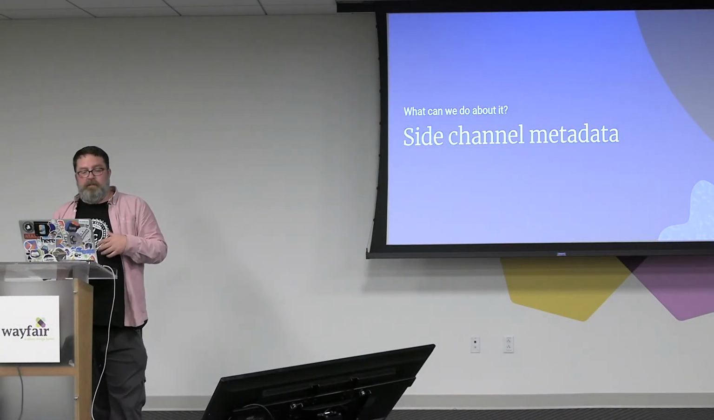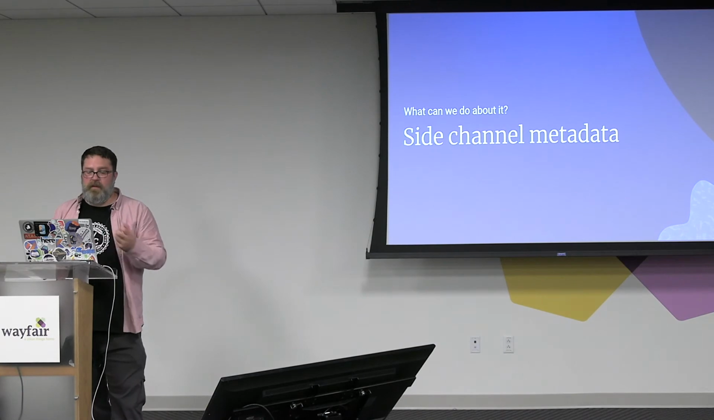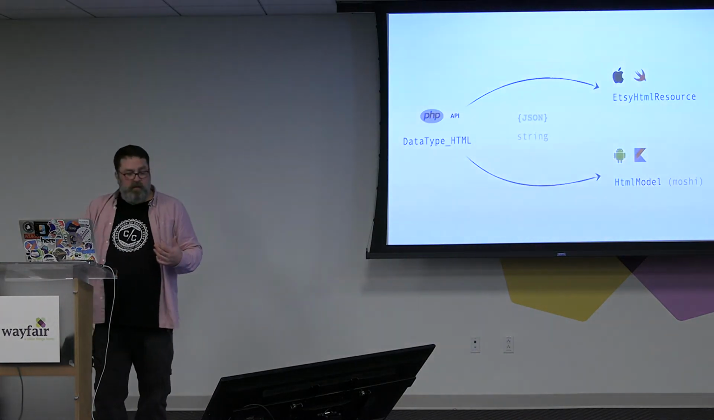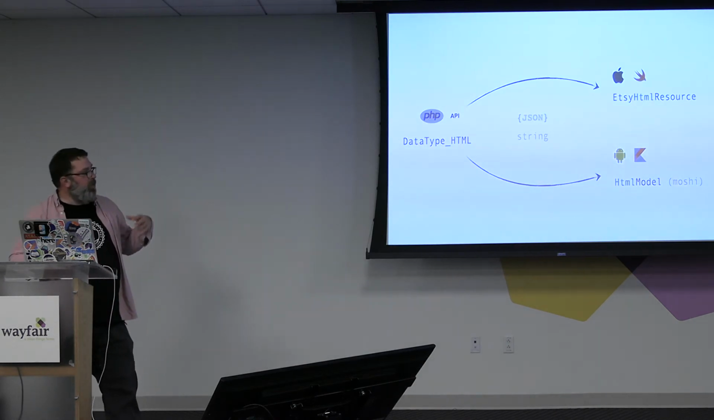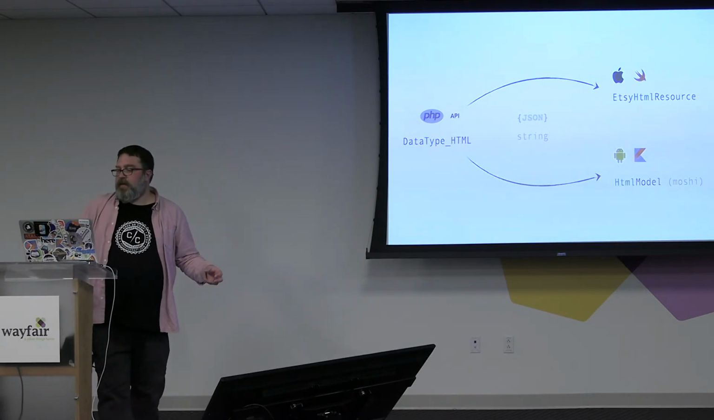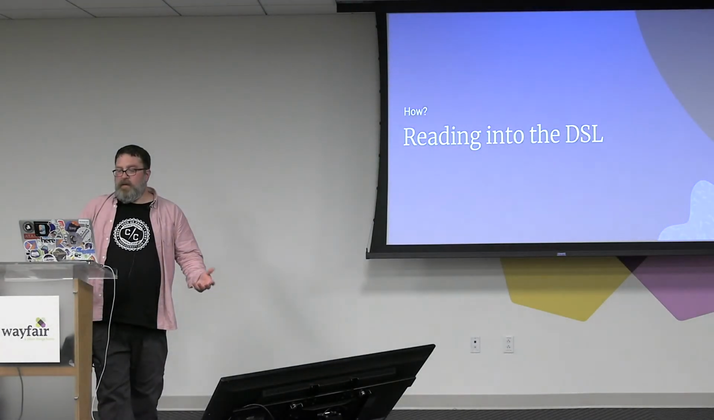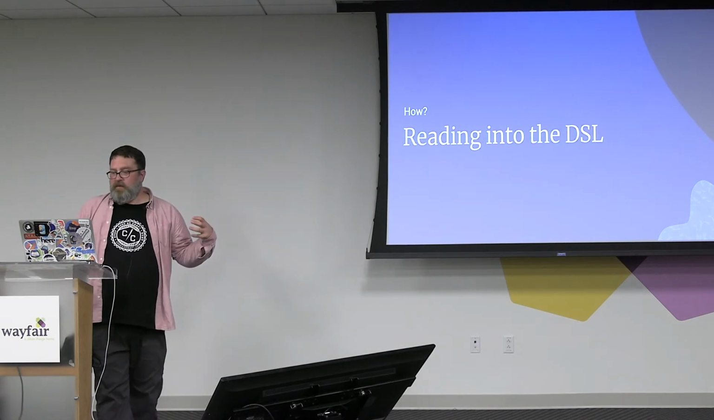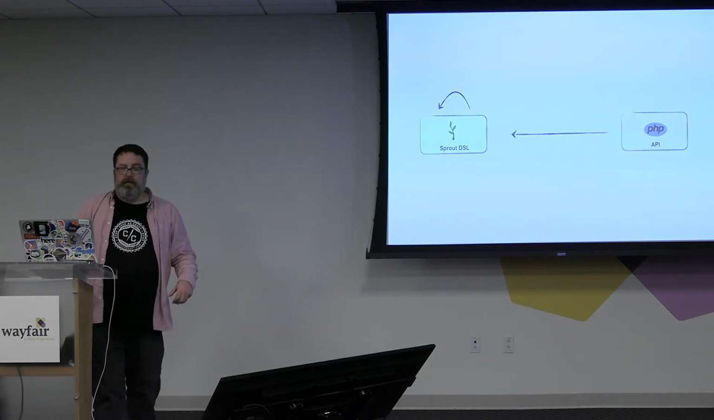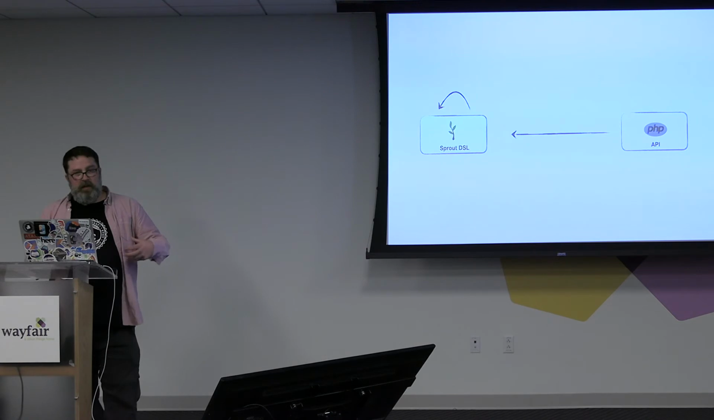So the solution that Sprout offers is what I call side channel metadata. It basically routes around JSON, and we're able to put our type information in through the code generation tool at compile time. So how do we do this? So we read that type information into the DSL itself, and then the Sprout tool will actually recompile itself, and it'll learn the types as it goes along, and it starts to get a little smarter.